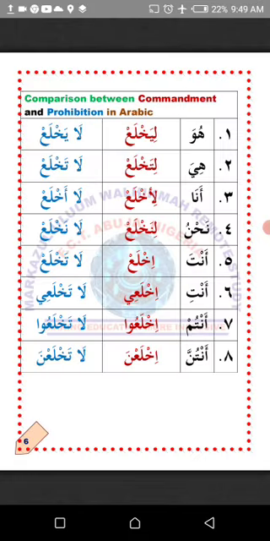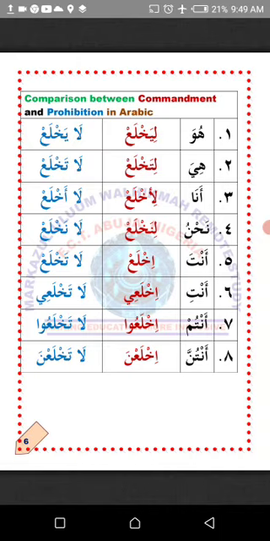Now the comparison between amr, commandment, and nahyun, prohibition. واحد, number 1, هو, he. ليخلع, he should take off. لا يخلع, he should not take off. اثنان, number 2, هي, she. لتخلع, she should take off. لا تخلع, she should not take off. ثلاثة, number 3, أنا, I. لأخلع, I should take off. لا أخلع, I shouldn't take off. أربعة, number 4, نحن, we. لنخلع, we should take off. لا نخلع, we should not take off.